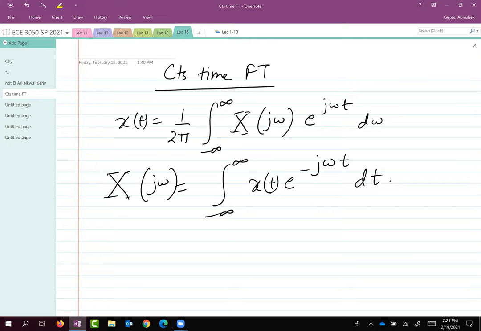This is a Fourier transform because the integral is involved here. So x(t) is an integral equation of capital X of j omega, whereas the other one was Fourier series because it was an infinite summation, not an integral. So that's the difference between a transform and a series. Series means summation, transform means integral.